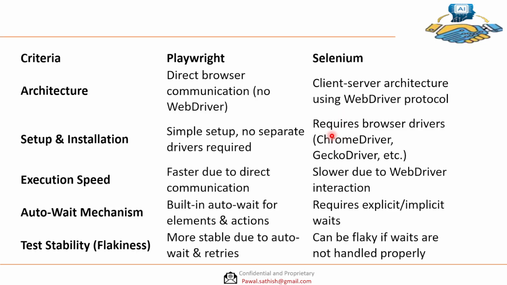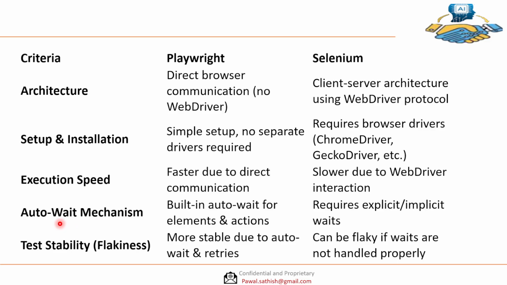Whereas in Selenium, we need to install browser drivers like ChromeDriver and GeckoDriver. Then, from an execution speed perspective, Playwright is faster due to direct communication. If you see the architecture, there is direct communication, so execution is faster, whereas Selenium has a slower execution.